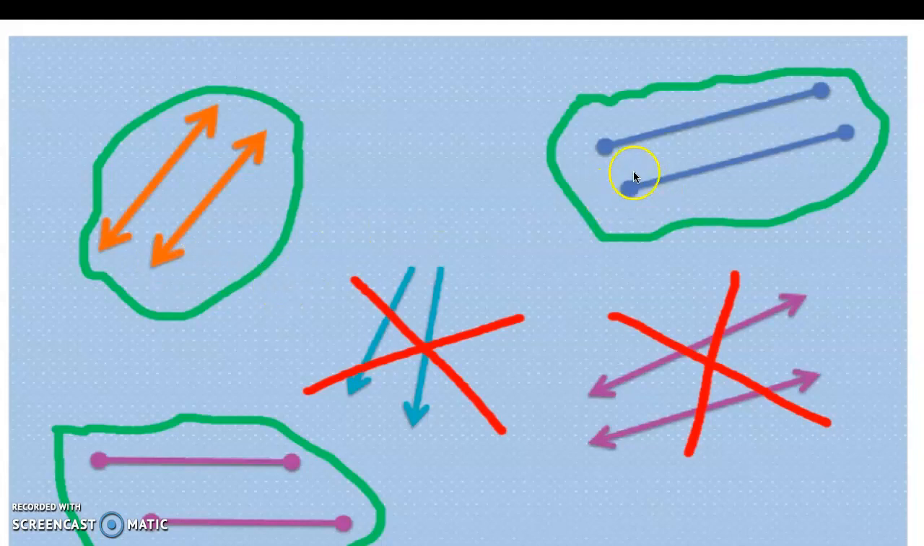So when we talk about a pair of parallel lines, circled in green is one pair of parallel lines. Circled in green is another pair of parallel lines. And circled in green down here is another pair of parallel lines. The pairs that are X'd out in red are not parallel lines because you can see that if they were to extend out, at some point they would meet or cross somewhere.